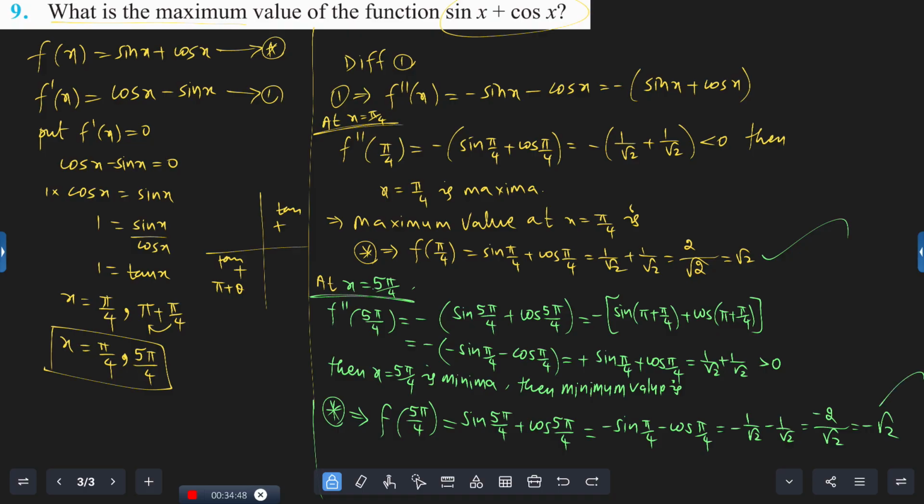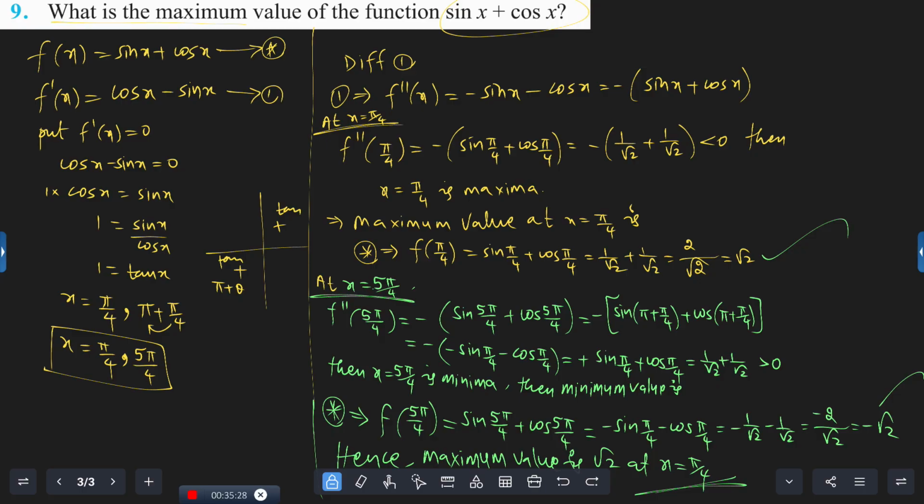That's it. They asked maximum value only. So hence the maximum value is root 2 at x is equal to pi by 4. That's it. Don't want to write minimum because maximum only they asked. Okay, maximum only they asked. Have you understood? Is it okay? Right.